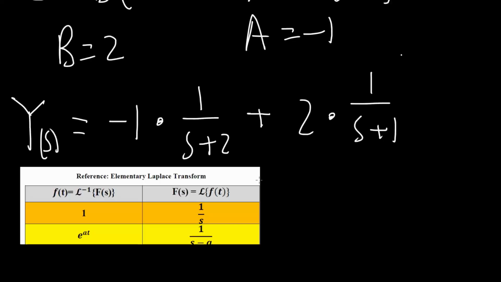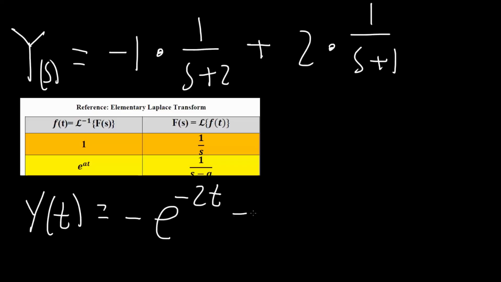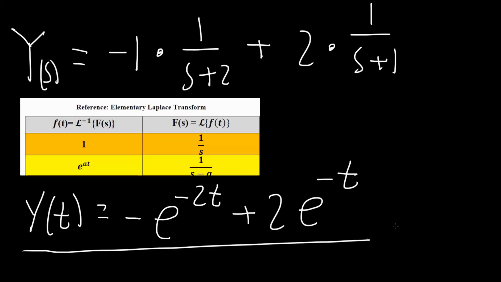And so our final answer will be y(t) is equal to negative e raised to negative 2t. Negative here is because of negative 1. Plus 2e raised to negative t. And this right here is our final answer. And that's all we need to do.